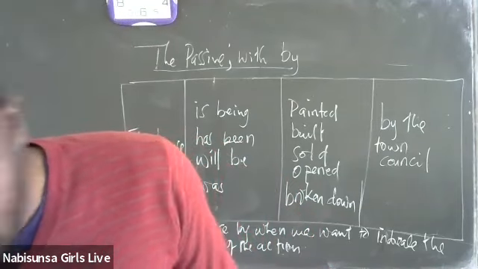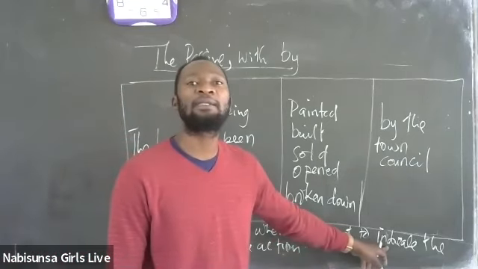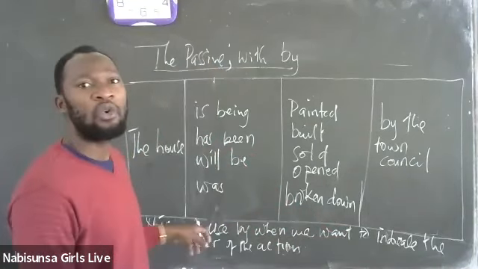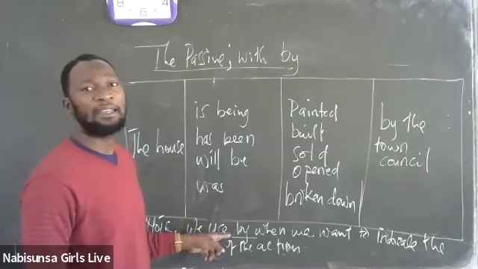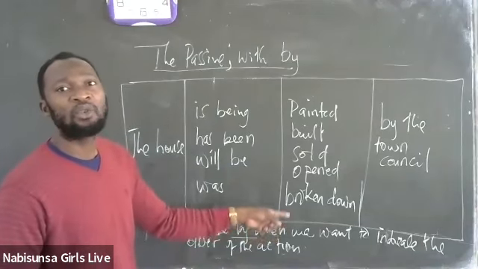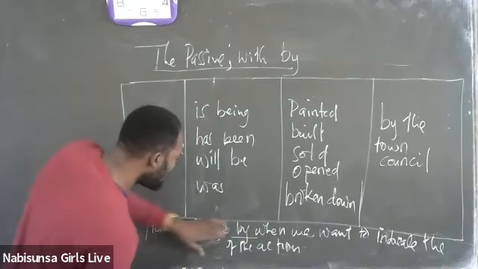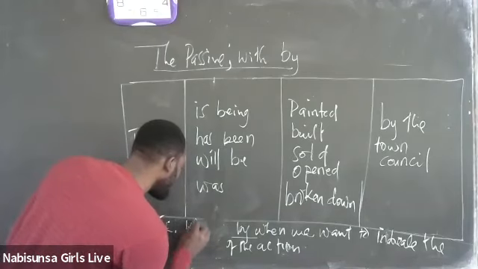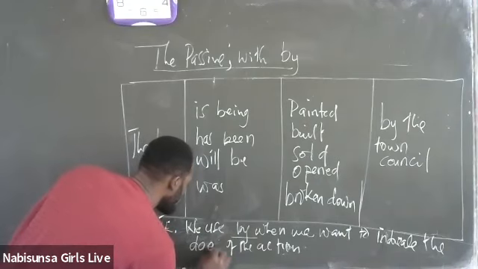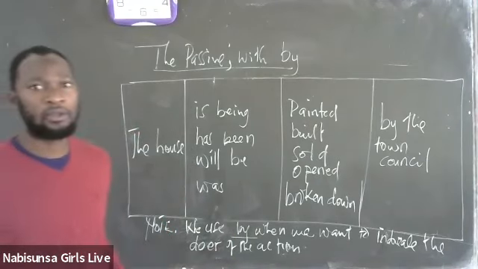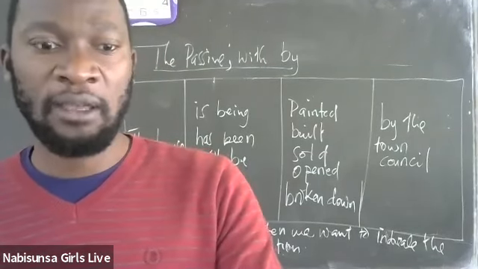Yeah, indicate. This word here is indicate. So we use by. You can underline it, when we want to indicate the doer. This one is the doer. Sorry about my handwriting. The doer. This one is the doer. Let me read your charts briefly as you write.